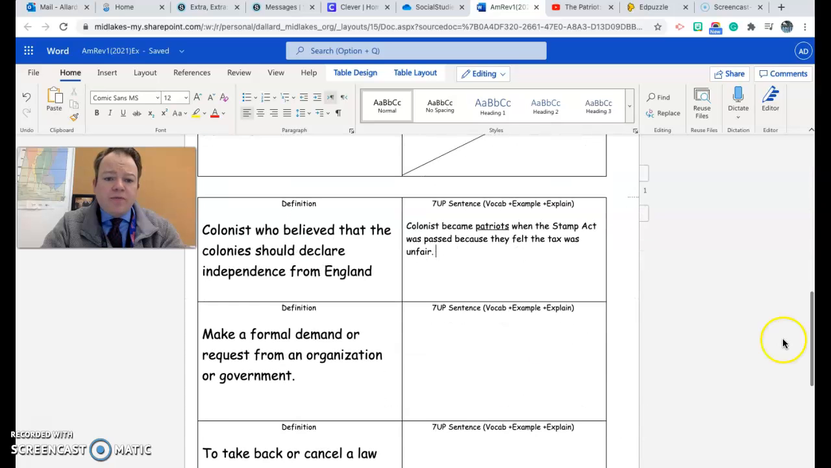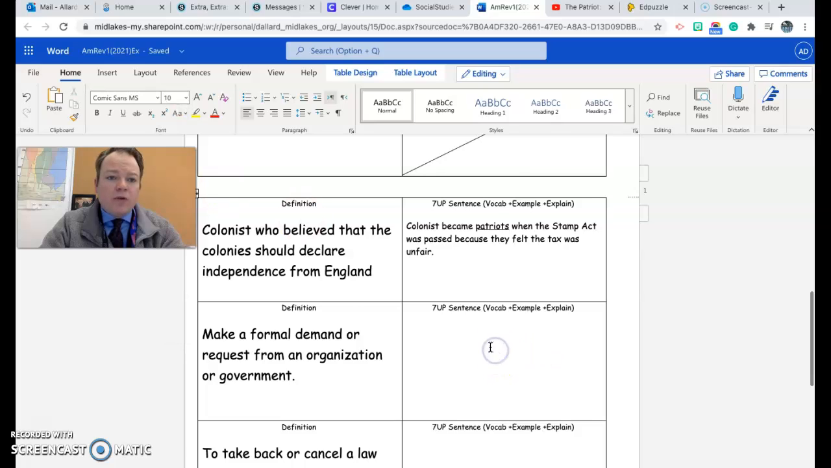What would be my number one issue here? Probably demand, maybe request, maybe government, something along those lines. Any of those would work. And then I do the same thing I did last time. I think of an example.